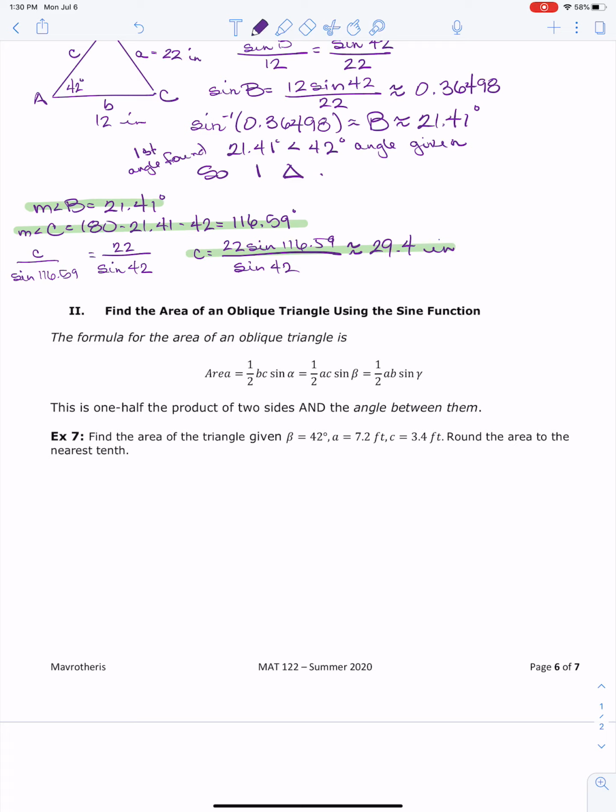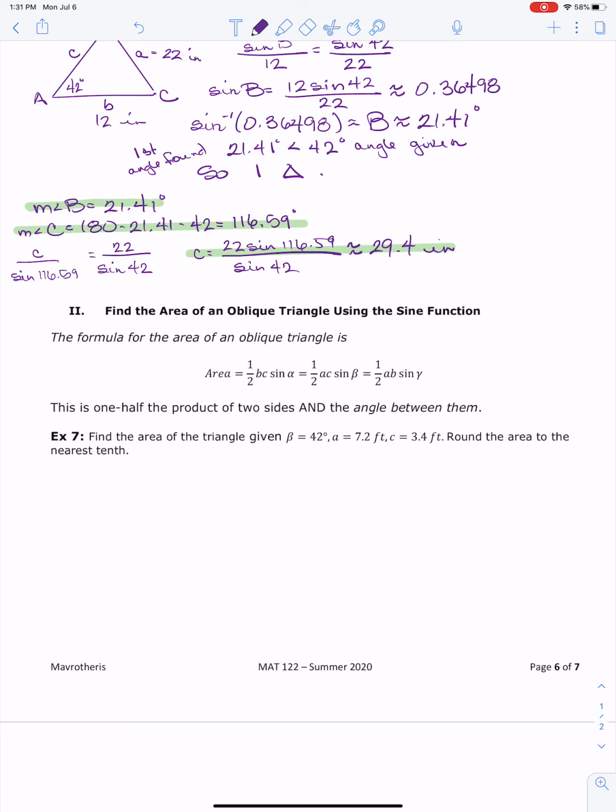We want to find the area of an oblique triangle using the sine function. I am not going to bore you with the derivation of this like I did with the law of sines. Just know the area of any oblique triangle is 1/2 times the product of two sides and the angle between those two sides. So notice up here, this is written all three ways. We've got 1/2 side B times side C times the sine of angle A, or 1/2 the length of side A times the length of side C times the sine of angle B, or 1/2 the length of side A times the length of side B times the sine of angle gamma.